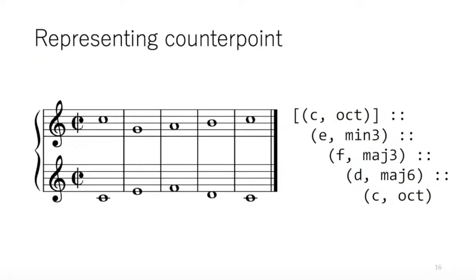So here is the list representation of our first counterpoint example. It is constructed from left to right by extending the singleton list of the first bar with subsequent bars. The elements of the list are pitch interval pairs, where the pitch is a note in the cantus firmus, and the interval is the distance between the two notes in the bar.